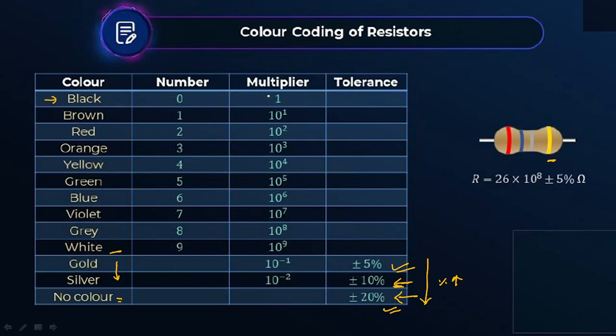And now black is, we write number as 0, brown is 1, red is 2, orange is 3, yellow is 4, green is 5, blue is 6, violet is 7, grey is 8, white is 9. So how can we remember these things? It's very random, right?